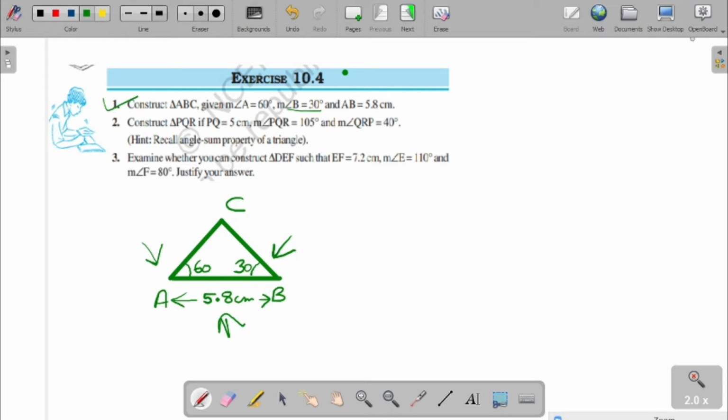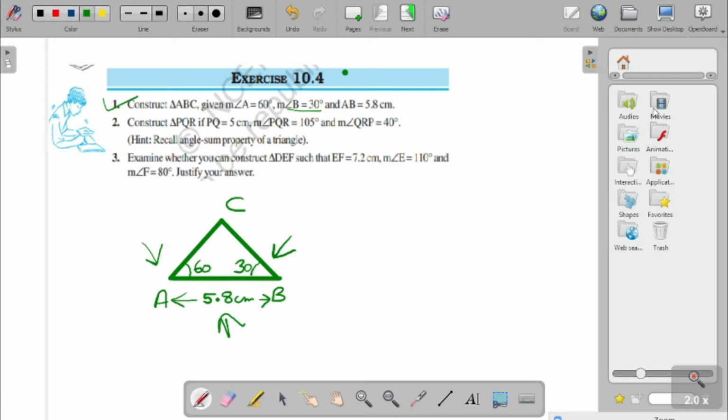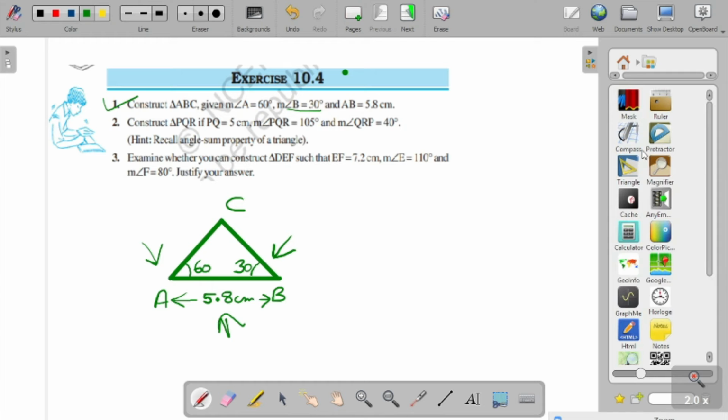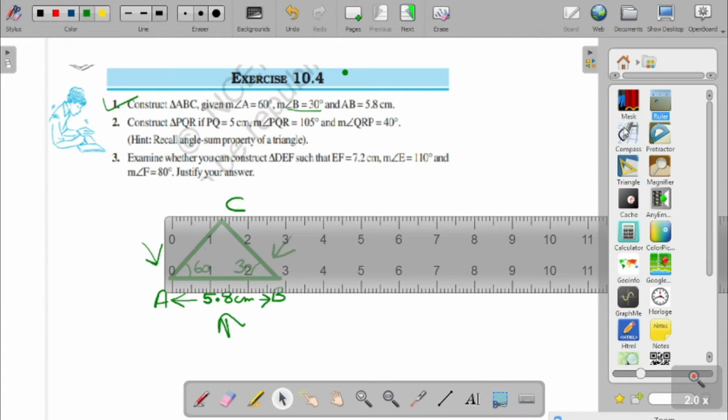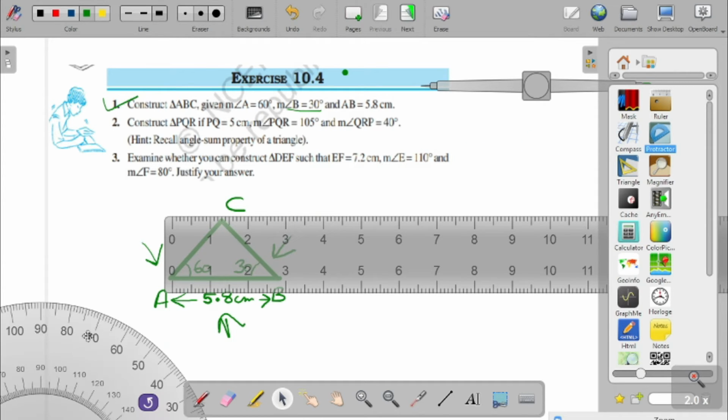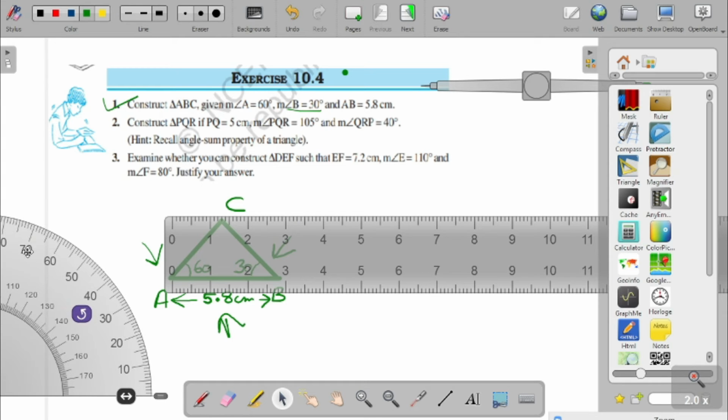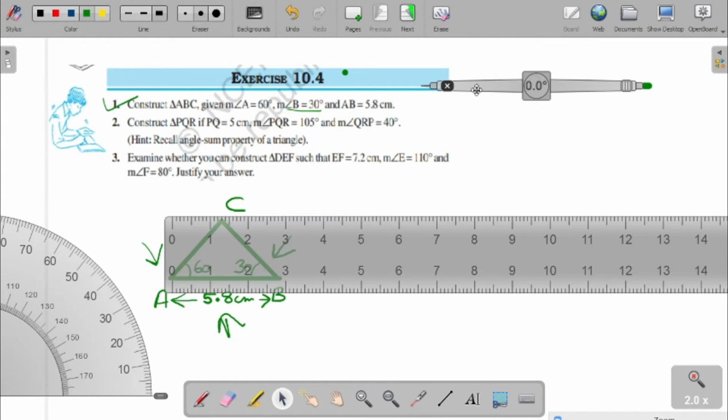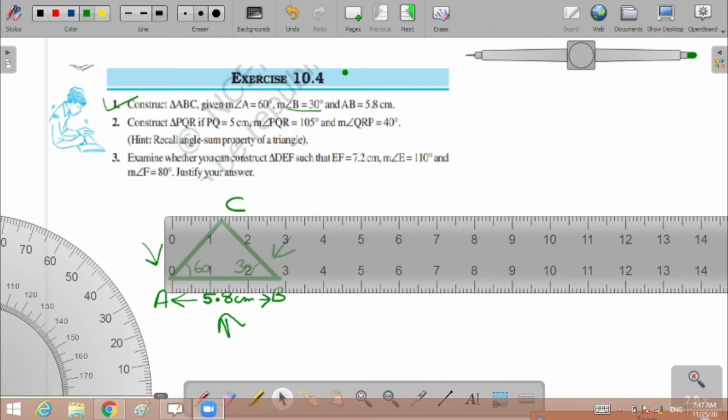So immediately, without wasting time, take a ruler. We take a compass also. Sometimes we take a protractor also. We take it here. Okay. Now we can take it here.